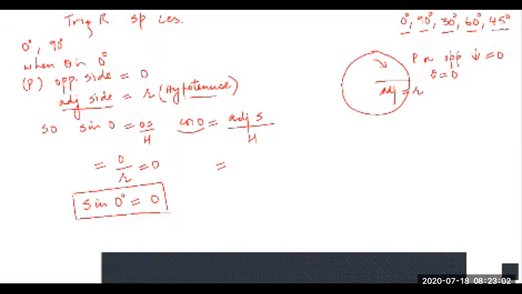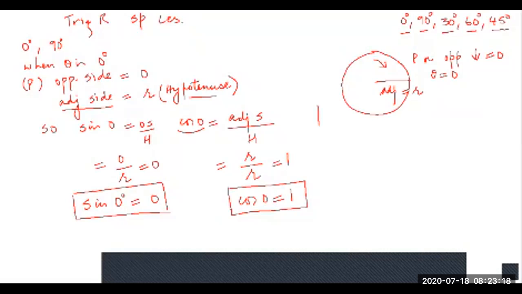Cos 0 is adjacent side by h. Adjacent side at 0 becomes equal to r. H, hypotenuse is always r, so it is equal to 1. A very important result, that cos 0 is equal to 1.